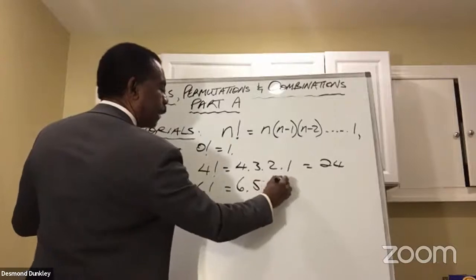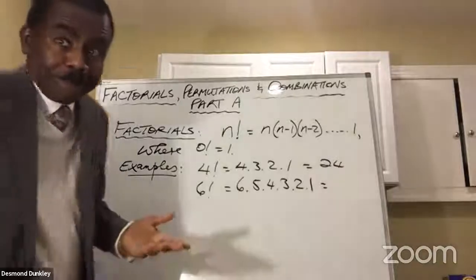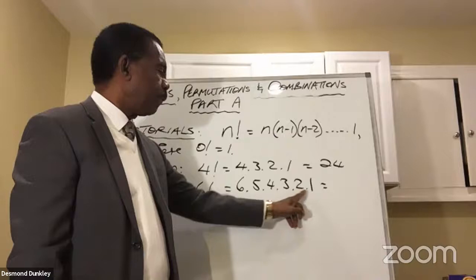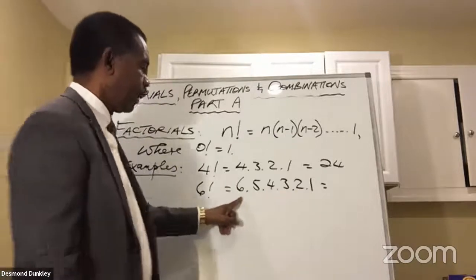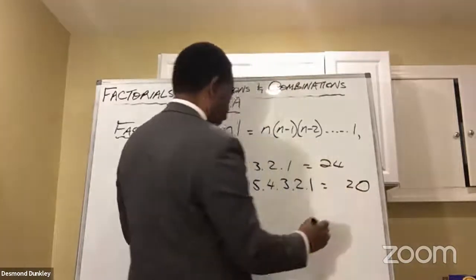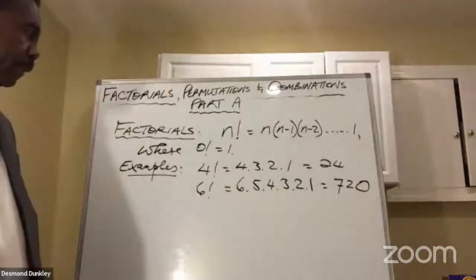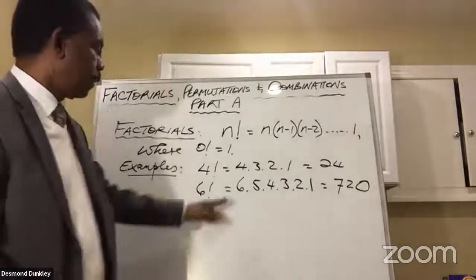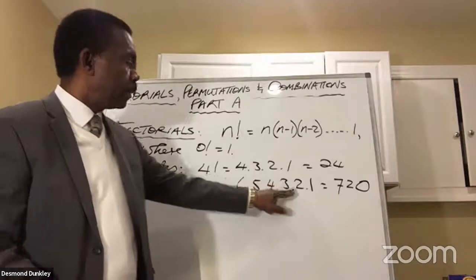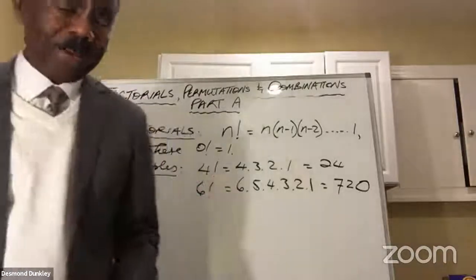So if I ask you what is 6 factorial, well, it's equal to 6 times 5 times 4 times 3 times 2 times 1. And what is that equal to? Well, 4 times 3 is 12, 2 times 12 is 24, and this is 30. I'm getting 720. That's what I get. 6 times 5 is 30, 4 times 30 is 120, 6 times 120, yes, 720 is correct. So do you get the idea?